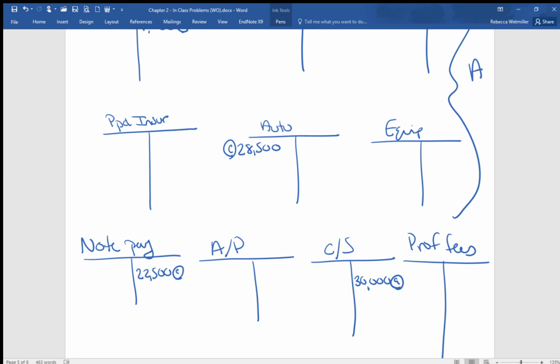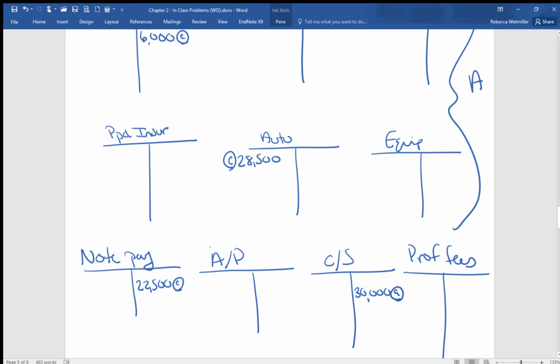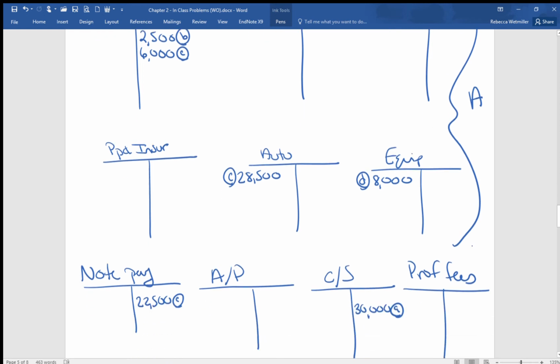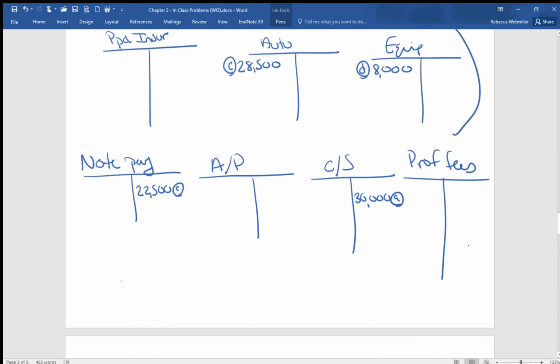Okay, transaction D. I purchased office and computer equipment on account for $8,000. So I want to find my equipment T-chart. I received equipment of $8,000, increasing an asset by debiting, and instead of paying cash for it, I put it on account. So I'm going to go down here to my accounts payable and put the $8,000 there.